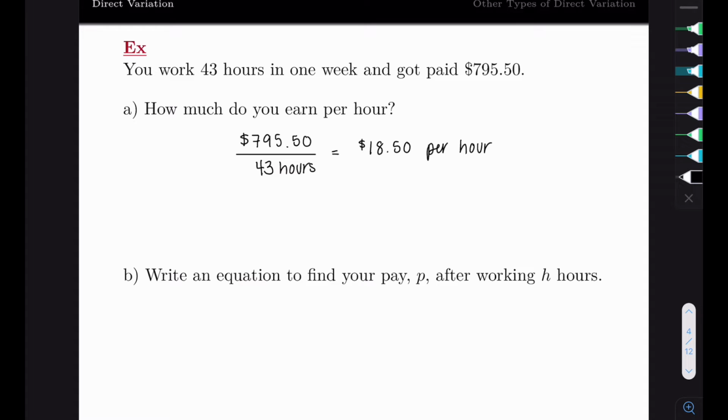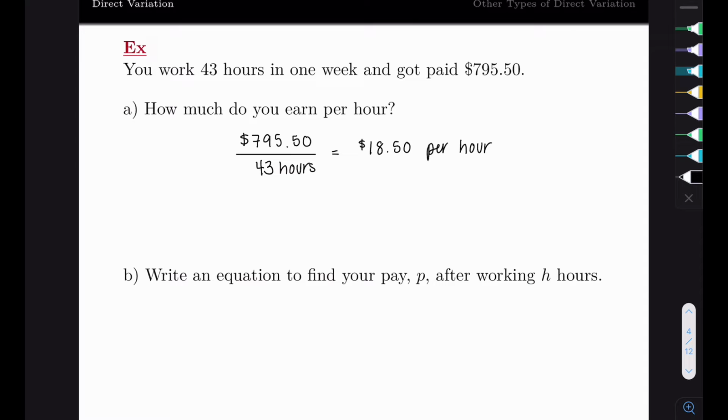Okay? So all this really is a direct variation equation. If you want to figure out what your paycheck is for the week, assuming you don't make extra for overtime or anything like that, you're going to take the number of hours you work and you're going to times it by a rate. So from one week to another, if you double the amount of hours, you're going to double your paycheck. If you work half the amount of hours, your paycheck's going to be cut in half.